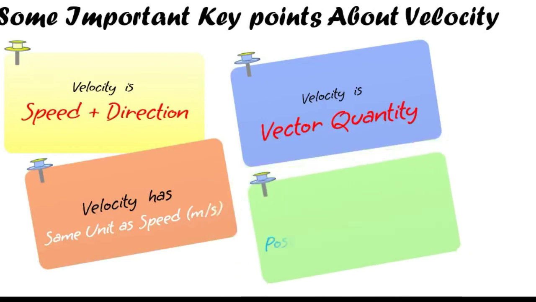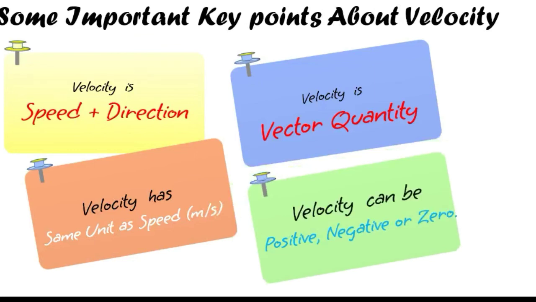Next, the velocity can be positive, can be negative, can be zero. It can be positive if the object is moving in the forward direction. It can be negative if the object starts moving in the opposite direction; in that case it will be negative. And it will also be zero if the displacement of the object is equal to zero. In that case the velocity will also be zero, because the starting point and the ending point in a circular, closed path will coincide with each other. So in that case the velocity will be zero.